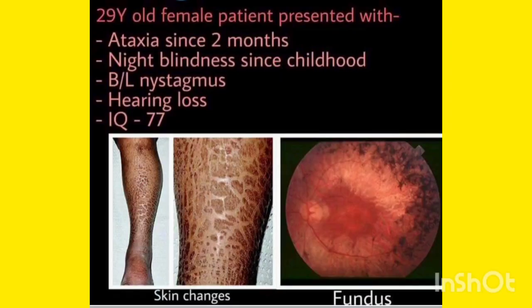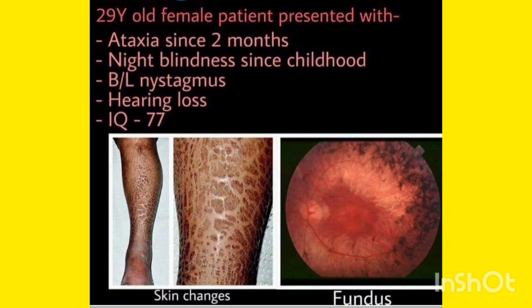Now look at this case. This is a case of a 29 year old female patient who presented with ataxia. Ataxia is also present in this disease. I forgot to tell you. Ataxia since 2 months, night blindness since childhood. This is due to retinitis pigmentosa. You can see the picture of the fundus, the black particles. You can see it is representing the retinitis pigmentosa. Bilateral nystagmus and also hearing loss. I told you deafness is there.